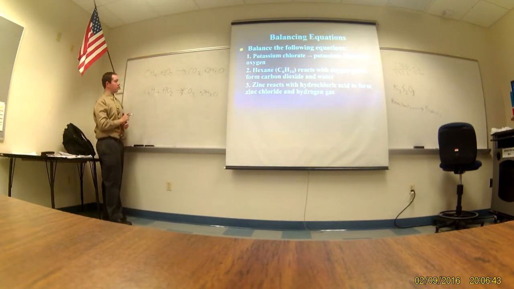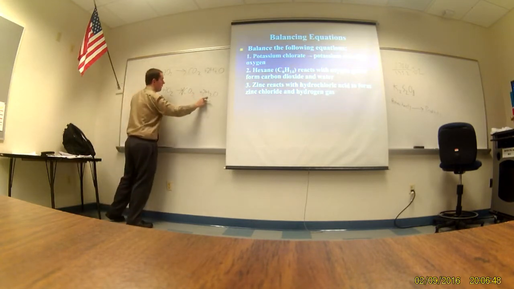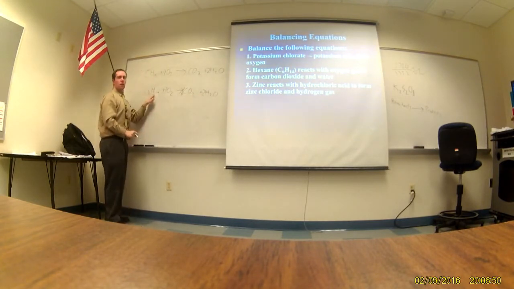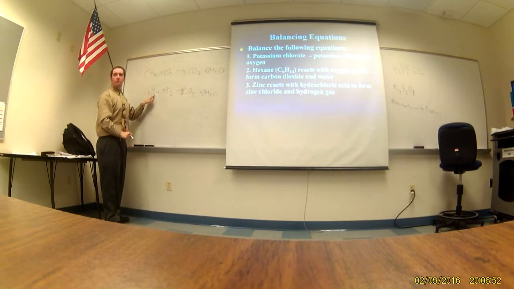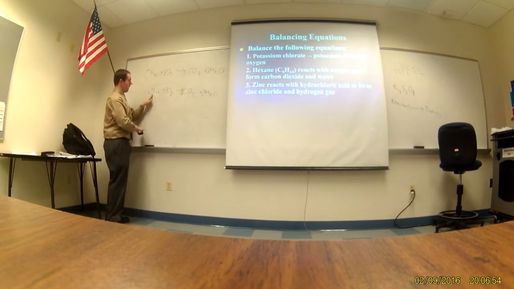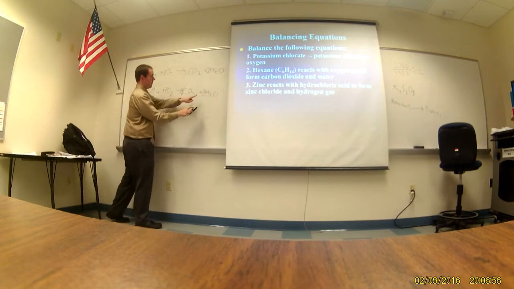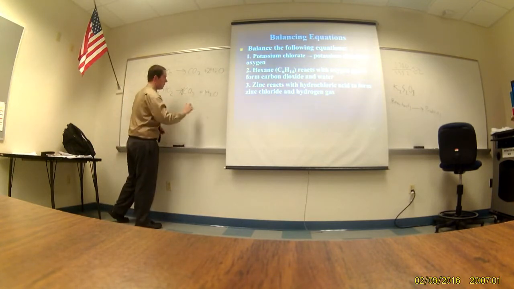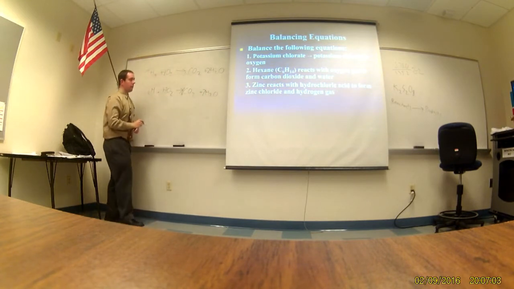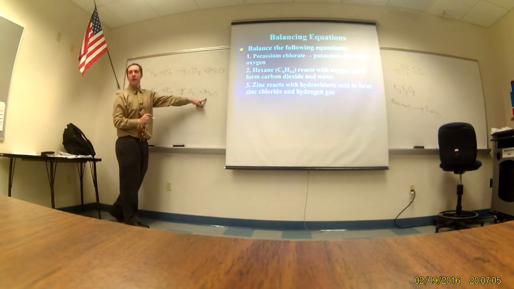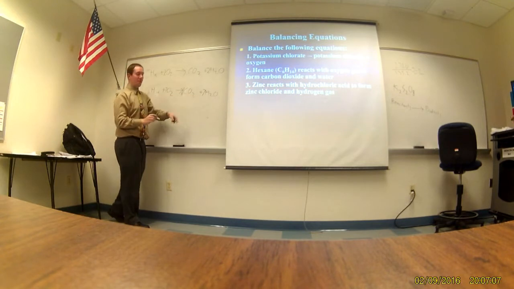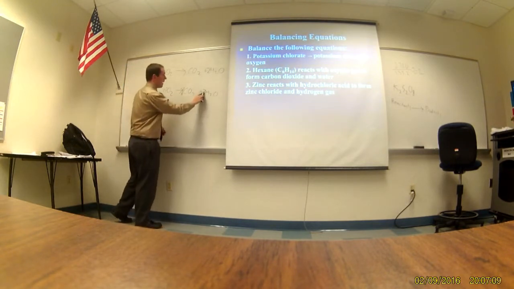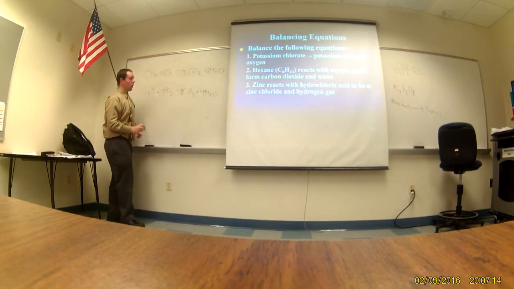Are my hydrogens balanced? No. I have 14 and I have 4. So what can I do? I need 14, and the only hydrogens I have are right there, so let's put a 7 there. But uh-oh, I now have an odd number of oxygens, so I have to multiply that by 2. So now I have 14 waters.